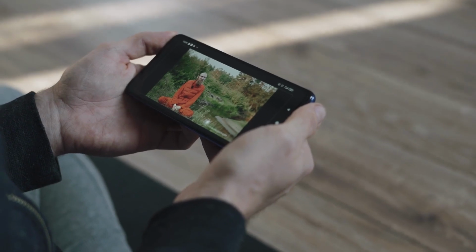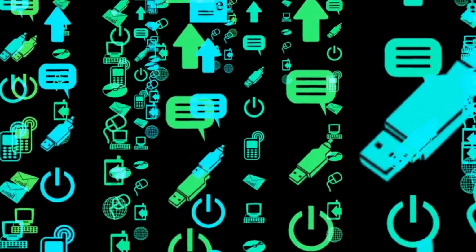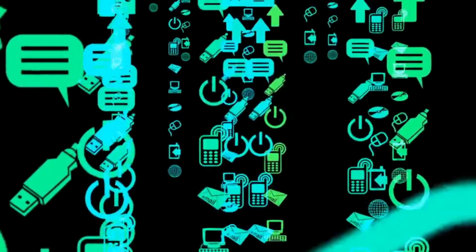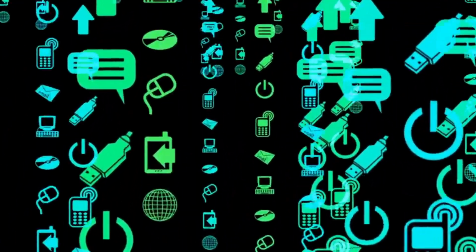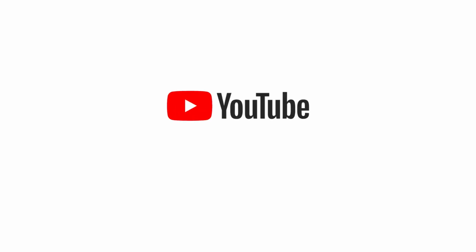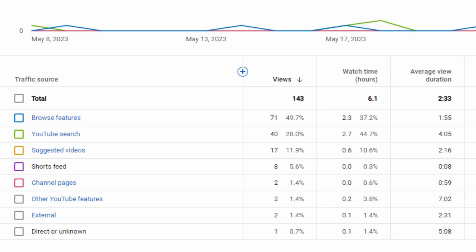User behavior and preferences. The YouTube algorithm takes into account a user's browsing history, search patterns, and interactions on the platform to recommend videos tailored to their interests. The algorithm attempts to predict what a user is most likely to watch and engage with based on their past behavior.